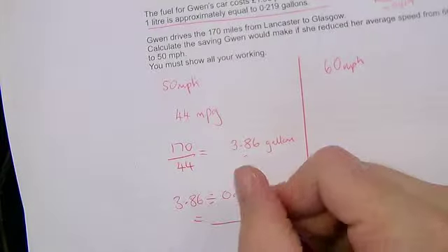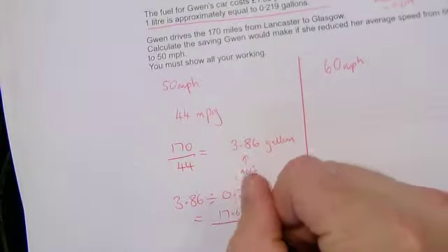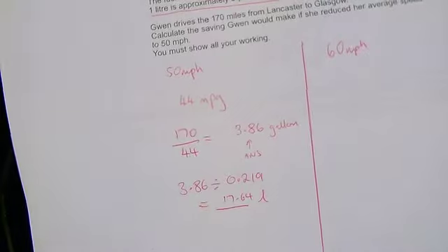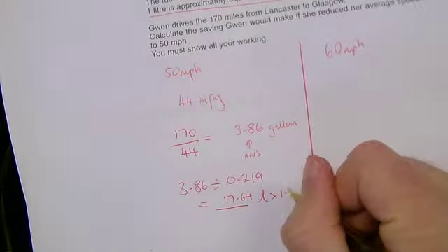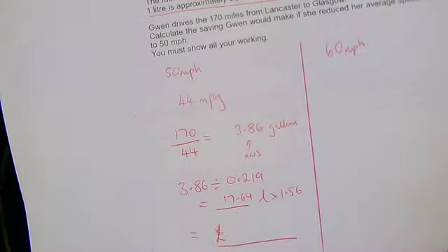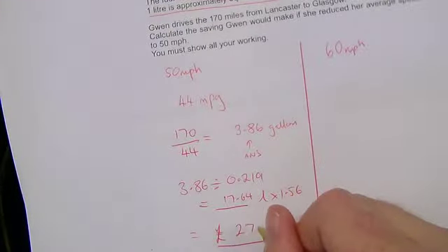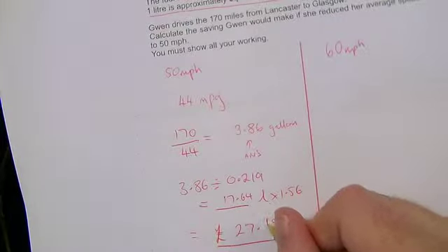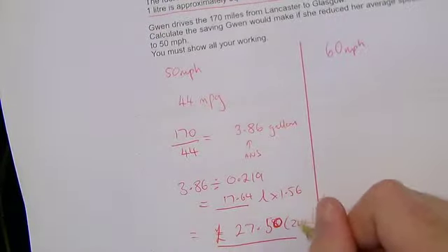17.64. And then how much is the price of fuel? Times about 1.5. Excellent. You times that by 1.56, and that will tell you the cost in pounds. 27.50. To 2dp.